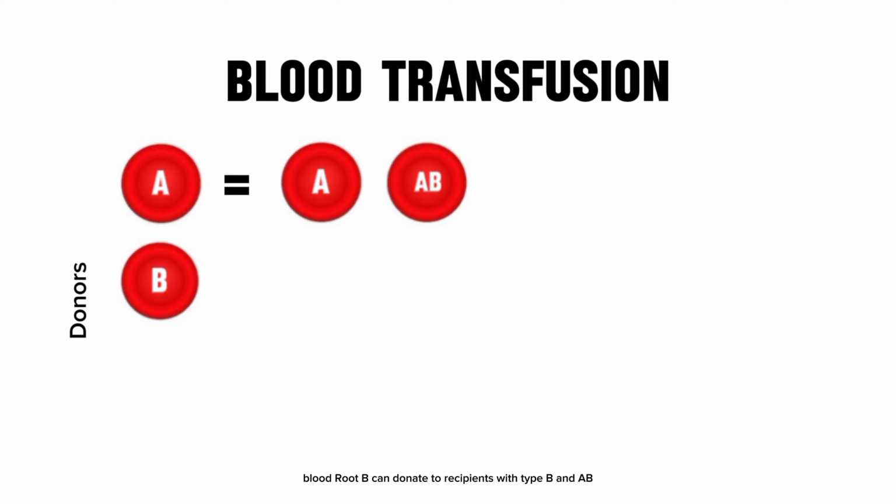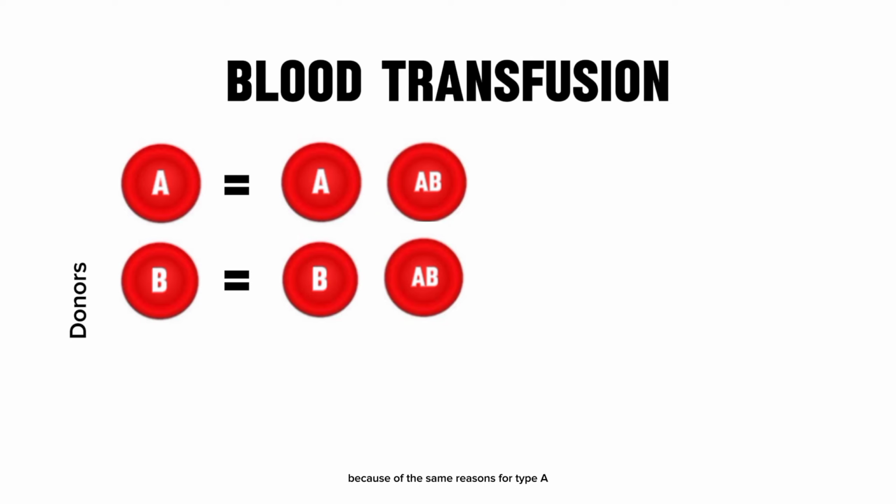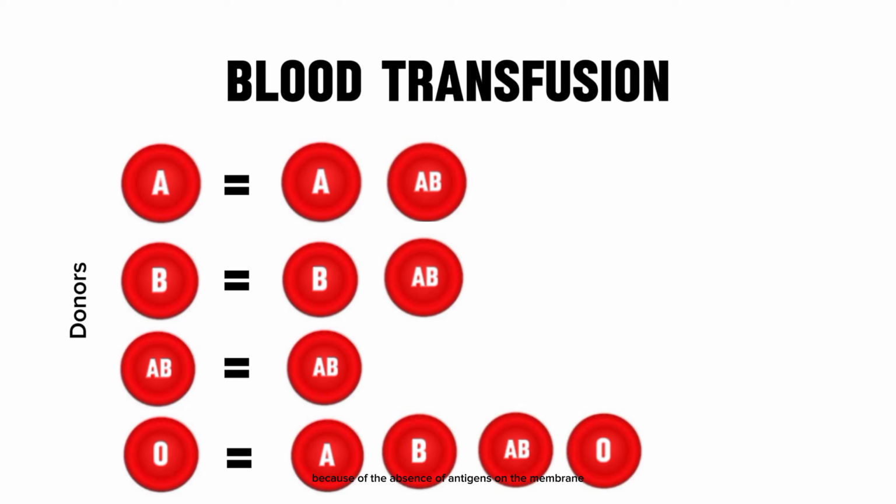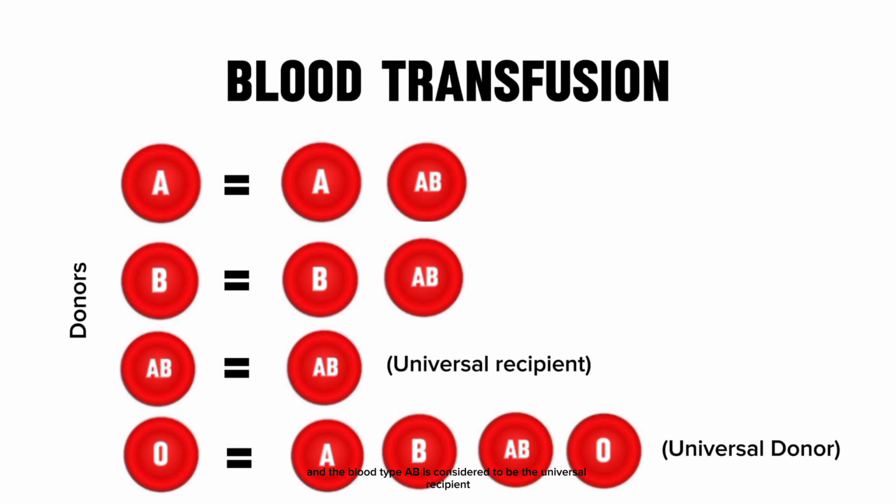Blood group B can donate to recipients with type B and AB because of the same reasons as for type A. Blood group AB can only donate to the same group type AB and cannot donate to A or B because of the antigens. Blood type O can donate to every blood type because of the absence of antigens on the membrane. Therefore, it's considered as the universal donor. And the blood type AB is considered to be the universal recipient.